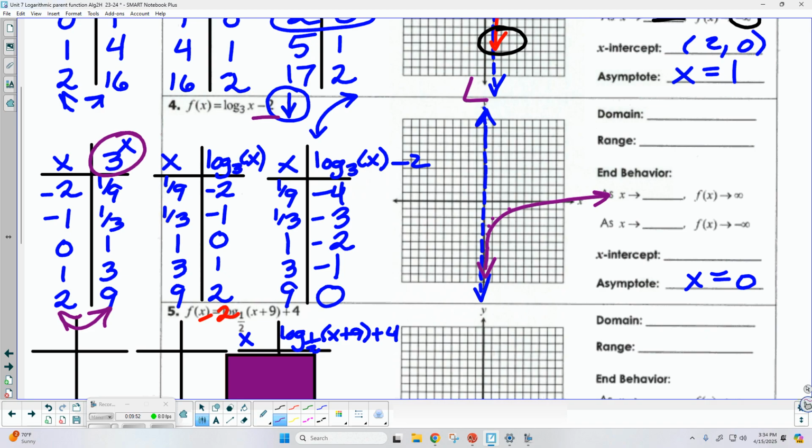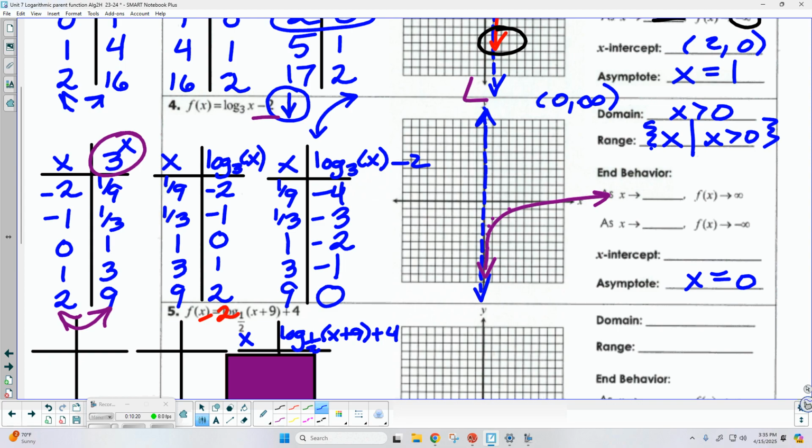Everybody's okay? And now we just answer my questions. What's my domain? Okay, x is greater than 0. Now remember, that could be written a lot of different ways. In interval notation, you can say 0 to infinity. They can also write it as a solution set, using the squiggly brackets: all values of x such that x is greater than 0.